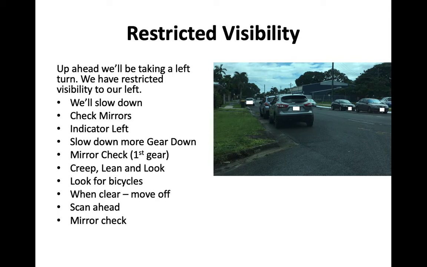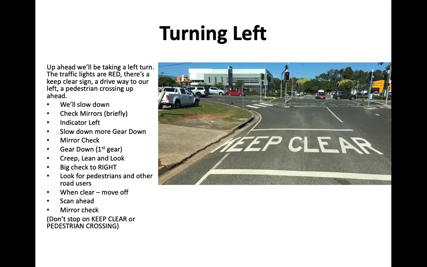In this case, we have restricted visibility. Up ahead, we'll be taking a left turn. We have restricted visibility to our left. We'll slow down, check mirrors, indicator left, slow down more, gear down, mirror check, down to first gear, creep forward, lean forward in the seat and look. Look for bicycles also. On the right of the screen you can see just faded an orange bicycle warning painted image on the road. When clear, move off, scan ahead. And once we're moving, quick little mirror check.